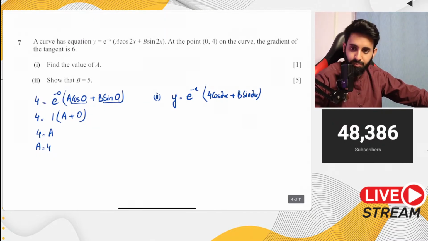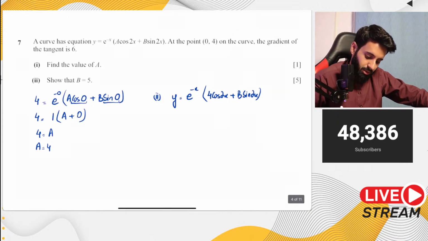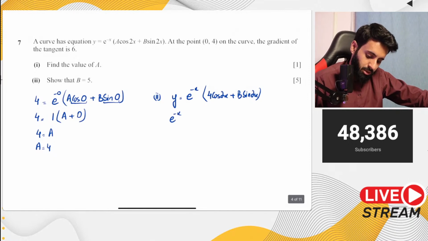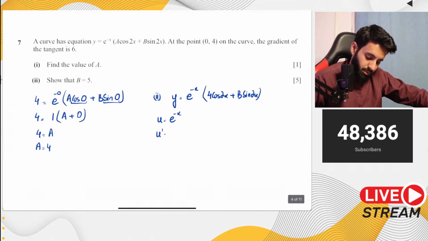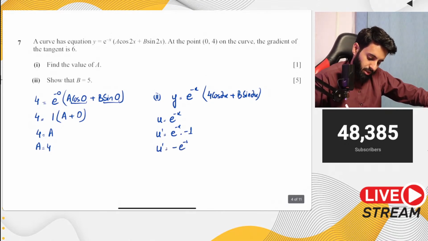By using the product rule. Sorry, by using the product rule. So let's use the product rule and differentiate it, and let's see what happens. So e to the power minus x is u, which means u prime is e to the power minus x multiplied by the differential of the power, so that makes it minus e to the power minus x.